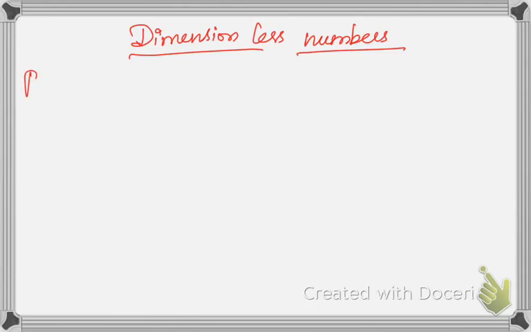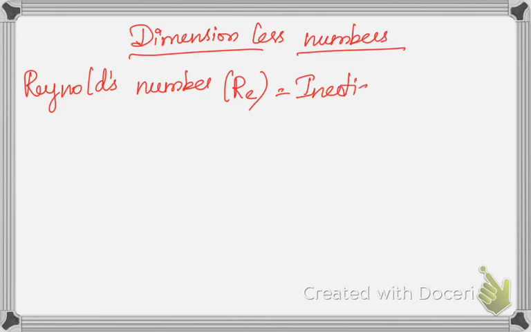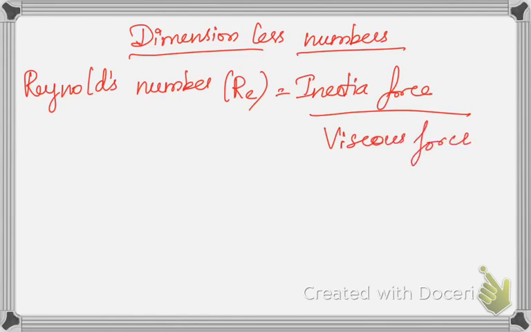So the first number is going to be the Reynolds number. Reynolds number is denoted by Re. It is very simple. Reynolds number is the ratio of inertia force to viscous force. Already we have defined the inertia force, that is Fi, and the viscous force is Fv.